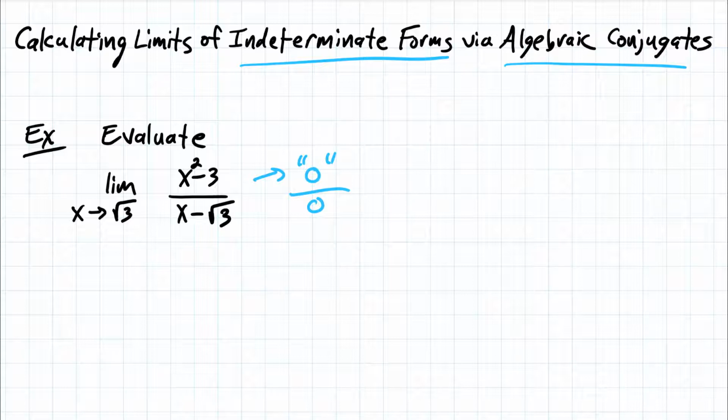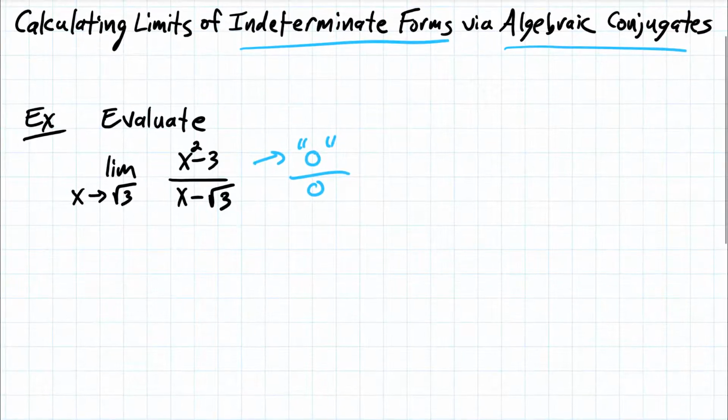Now that 0 in the denominator is really what's causing problems. You can't just plug in root 3 for x everywhere. So you need some type of trick. Now there are many ways to do this, and we are going to use algebraic conjugates, which is a common thing to do when you have a square root like that.